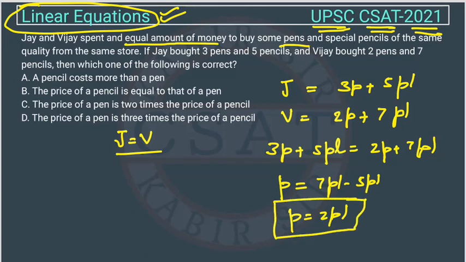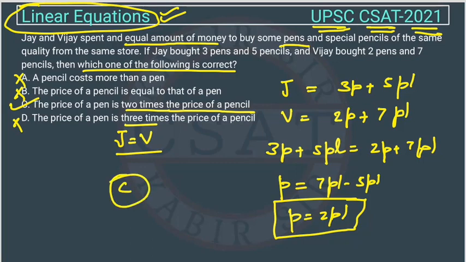So the question is asking which one of the following is correct. A pencil costs more than a pen. No, the pen costs more, so this is wrong. The price of a pencil is equal to that of a pen. The price is not equal. The price of a pen is 2 times the price of a pencil. So this is correct. So C is the answer, right? Let's see what D is. The price of a pen is 3 times. This is also wrong. So the answer is option C, right?